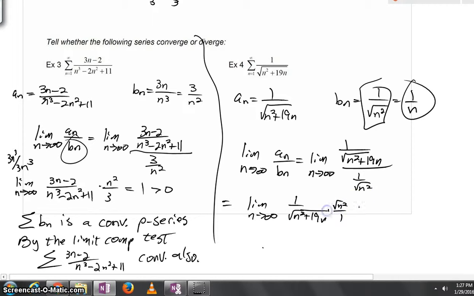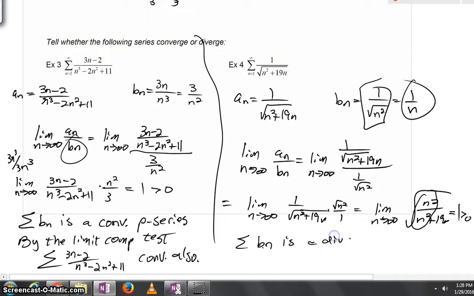And now I'm going to say, hey, why not just make that 1 radical? If I've got the square root of n squared all over that other stuff, couldn't I just make it 1 nice radical of that fraction? n behavior, where's this thing going? 1. What's the square root of 1? 1. And that's greater than 0. So I could say b sub n is a divergent harmonic series. By the limit comparison test, this thing diverges also.